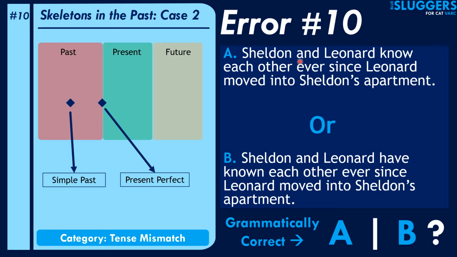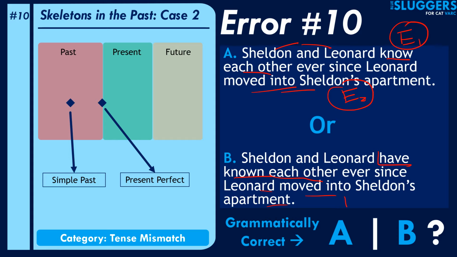So the first sentence says Sheldon and Leonard know each other ever since Leonard moved into Sheldon's apartment. Second one says Sheldon and Leonard have known each other. So that's the difference, I guess, right? Have known each other instead of know each other. It says have known each other ever since Leonard moved into Sheldon's apartment. The rest of the sentence is the same, right? So guys, even in this case, there are two events in the picture. The first one is these two people knowing each other, right? Let's call that event one, and the second one is Leonard moving into Sheldon's apartment. Let's call that event two, right?